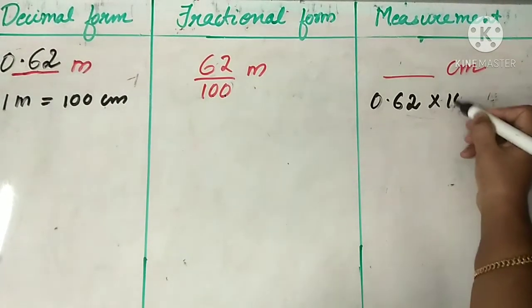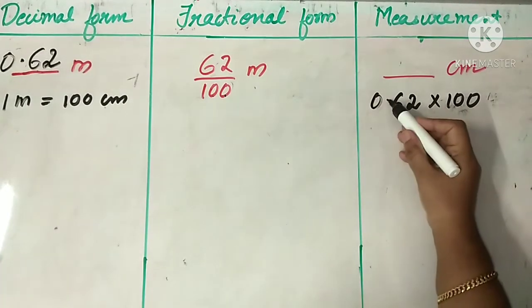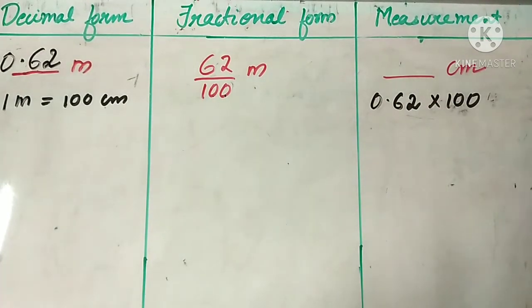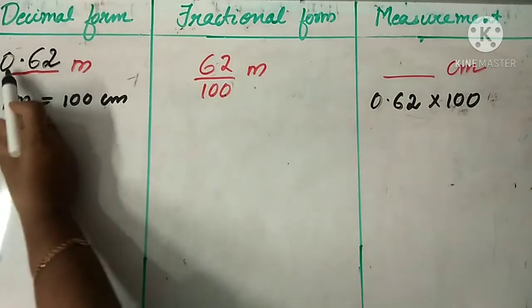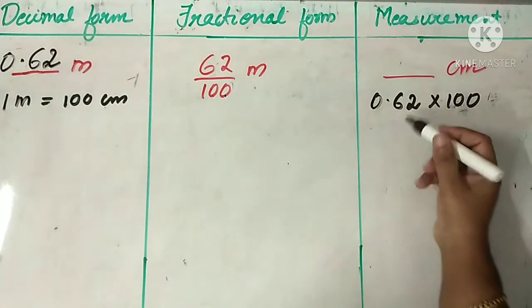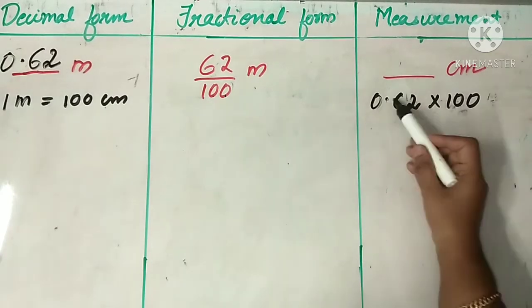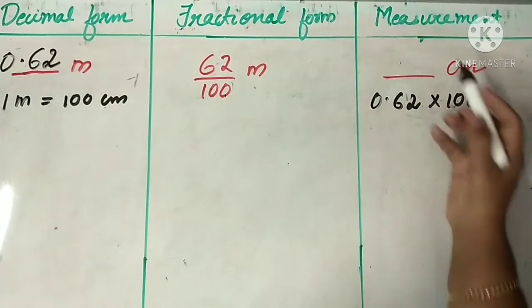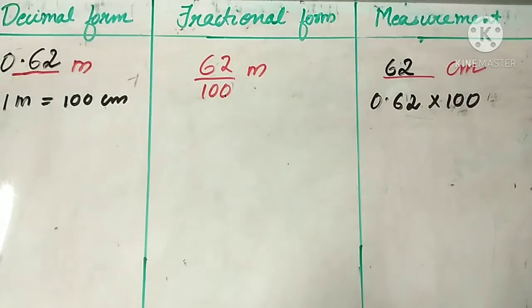0.62 into 100. When we multiply with 100, the point will move to the right side. When we divide by 100, the point will move to the left side. But when we multiply with 100, the point will move to the right side. So here, the point has to jump 2 times to the right side. 1, 2. So the answer is 62 centimeter.